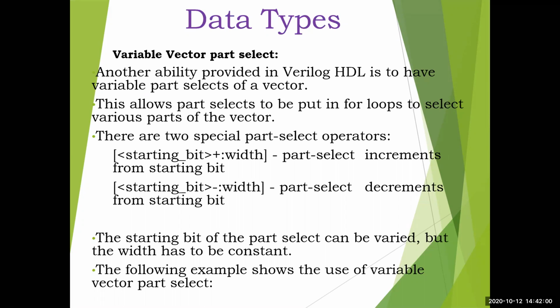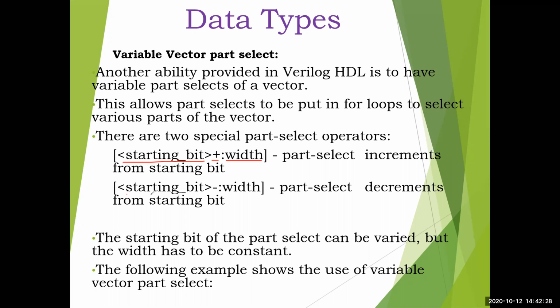We'll try to understand. This allows part selects to be put in for loops to select various parts of the vector. There are two special part select operations. One is you can write starting bit and then a plus sign and then width. So starting bit you can write, and how much you have to add, that is this one, part select increments from starting bit. We'll understand this with an example, you will be clear. So this is the syntax.